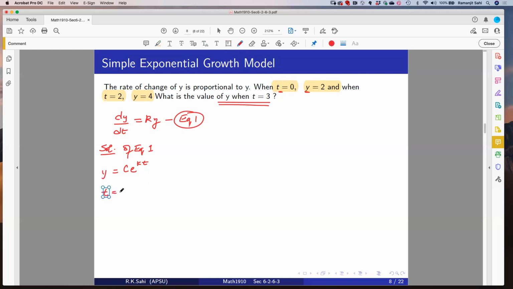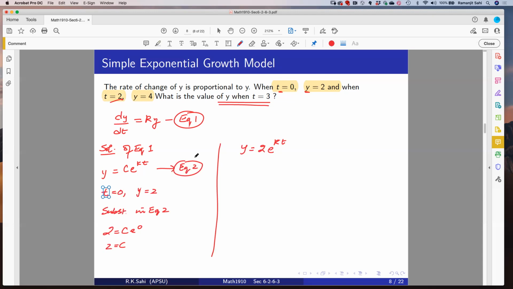When t is 0, we are given y to be 2. Let's substitute these two values into equation 2. What do we get? t is 0, so we get 2 equals c e to the power 0. Anything to the power of 0 we know is 1. So c is 2. So what is our equation now? y equals 2 e to the power kt.